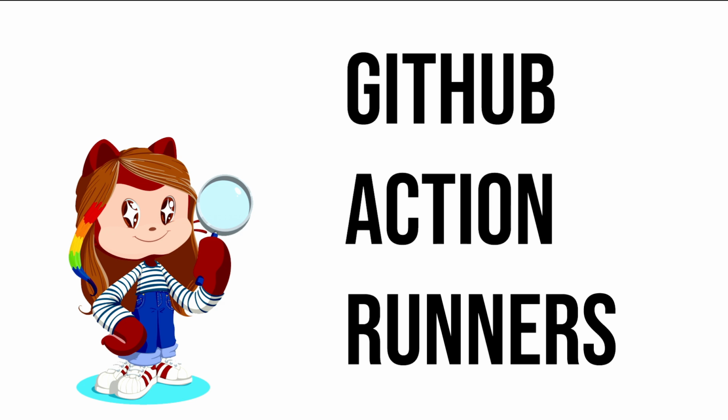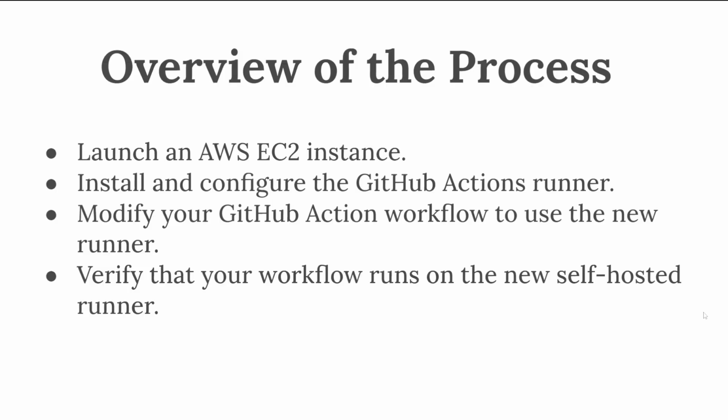Here's the plan for today's video. We'll first launch an AWS EC2 instance, then install and configure the GitHub Actions runner on it. After that, we'll modify an existing GitHub Action workflow to run on our new runner. Finally, we'll verify everything to make sure it's working correctly.